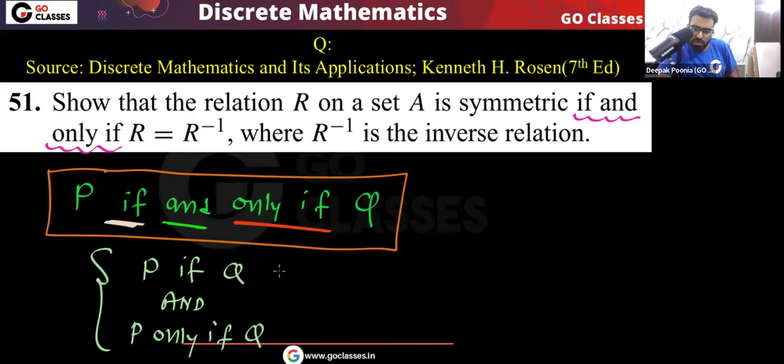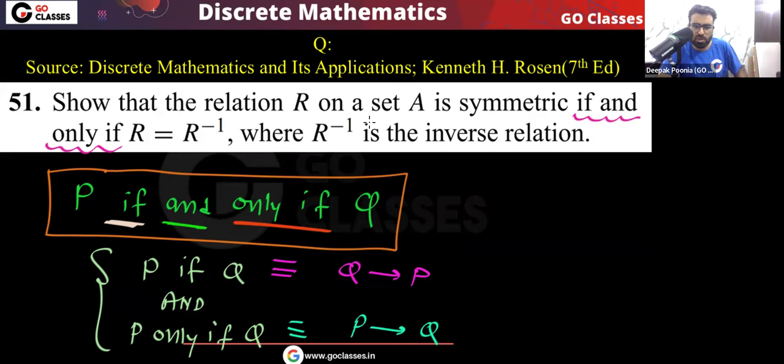P if Q is the same as Q implies P. Means Q is given and then we need to prove P. Please understand P if Q. Here Q is given and we need to prove P, because P if Q I can write as Q implies P, and P only if Q I can write as P implies Q, means P is given and we need to prove Q. I hope you understood.